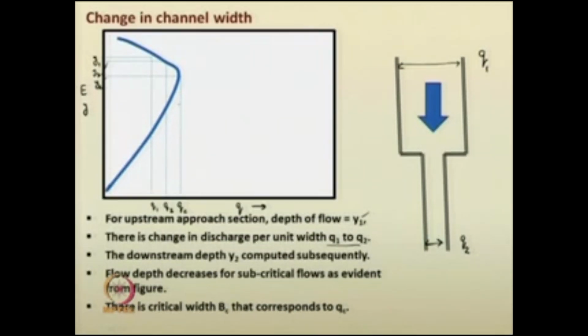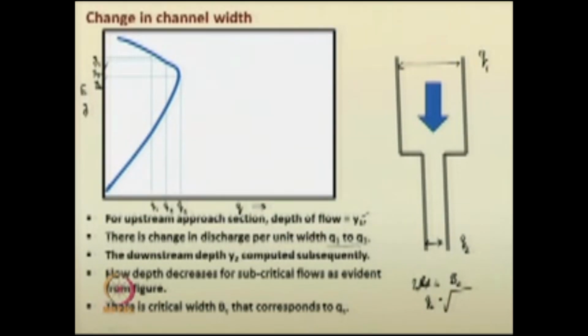This is the critical, this is the flow pattern. So, from here you will see that for subcritical flow conditions, the depth of flow in the downstream section decreases. There is a critical width Bc that corresponds to qc. From this qc, one can evaluate Bc, right.